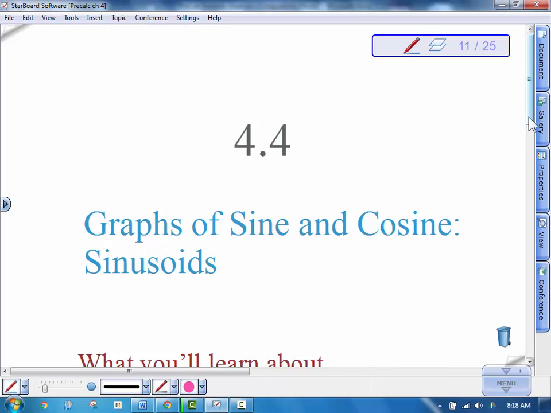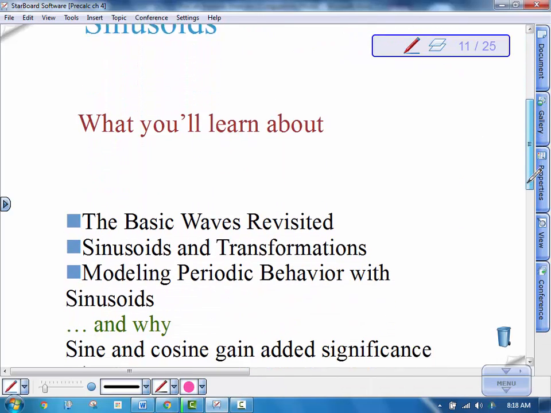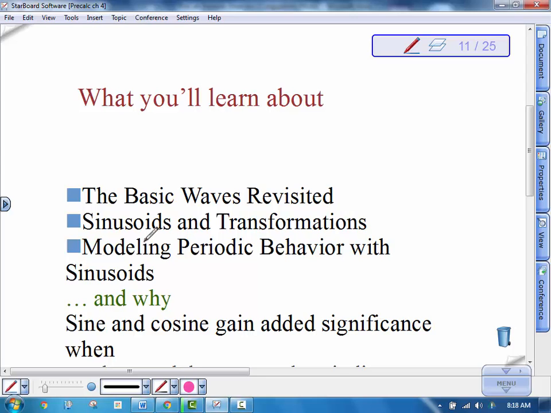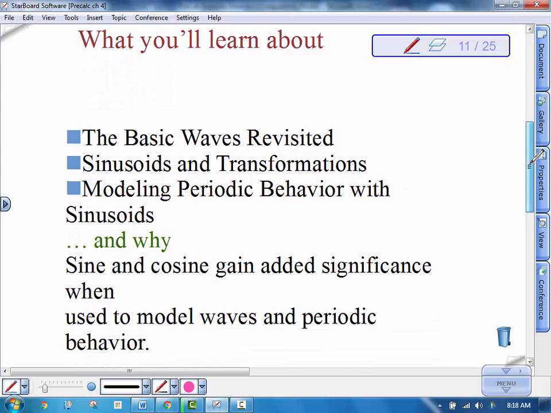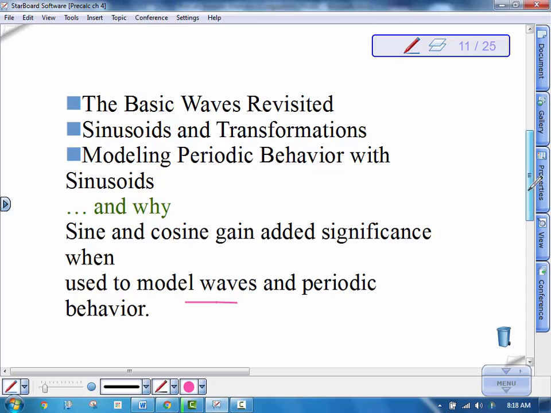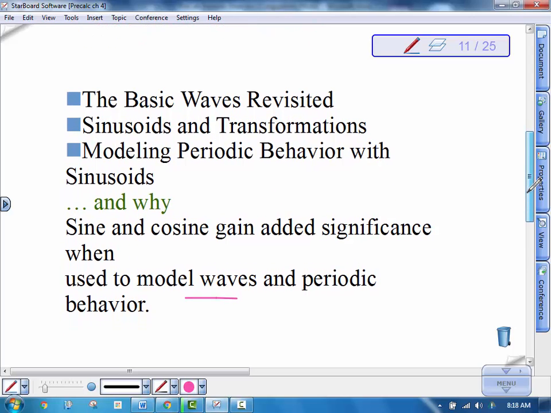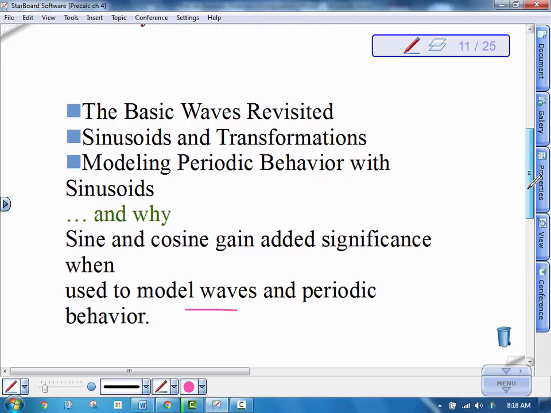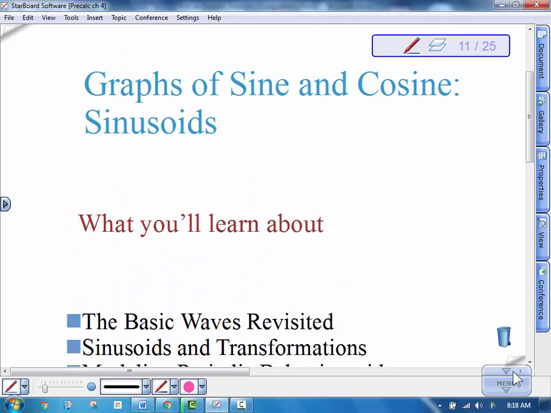Okay, 4.5 is on graphs of sine and cosine. So we're going to learn the basic waves of these. We'll transform these functions and do some modeling. And this has tons of application. Obviously, waves exist in nature, right? With mechanical waves, sound waves, electromagnetic radiation is waves. There's a lot of waves that exist in the real world that are helpful to model, so we can predict some aspects of them.